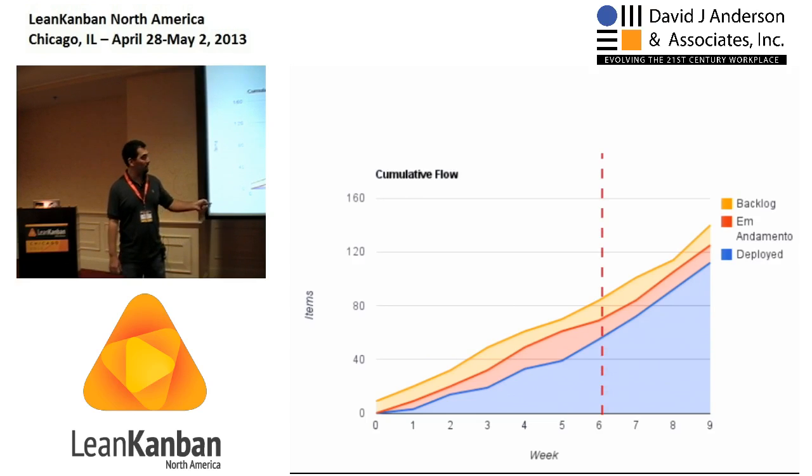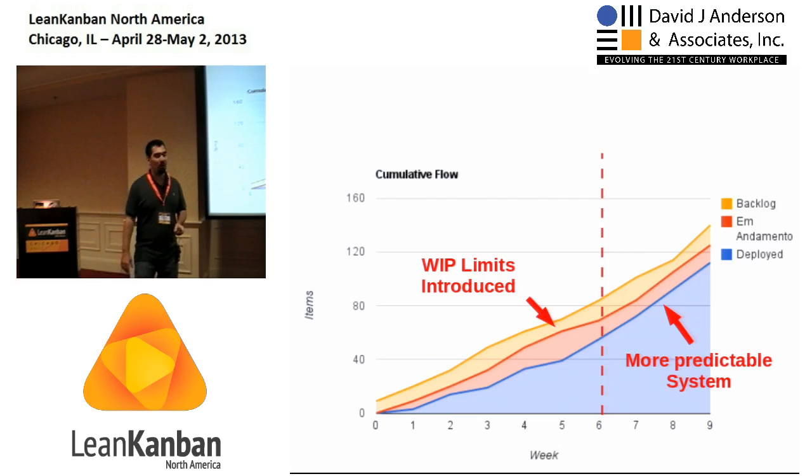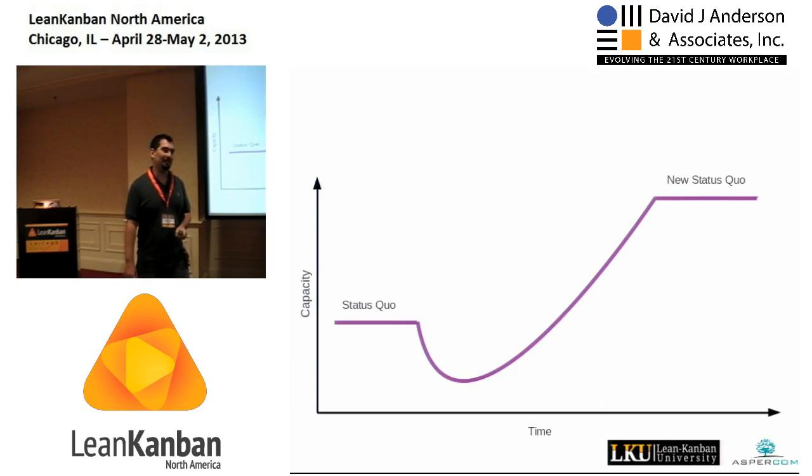And what do you see before this line and after this line? What happened with the work in progress? WIP limits were introduced here. It took some time to reach the limits. And after the limits, we have a more predictable system. Okay? That's the way you see a cumulative flow diagram. All right? Well, this is a little bit harder.